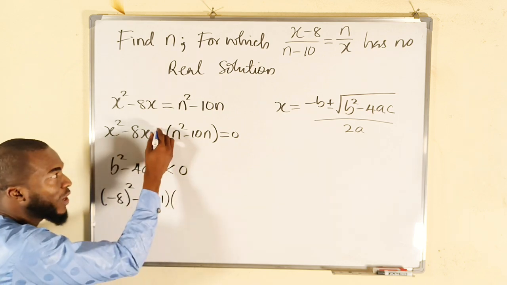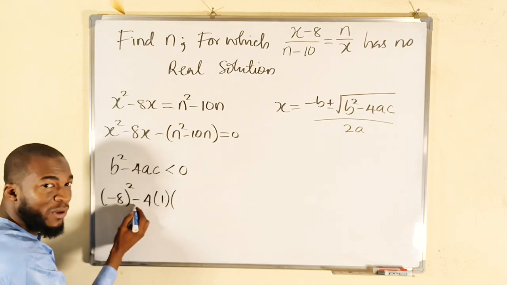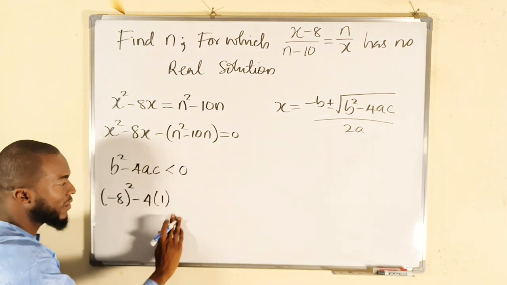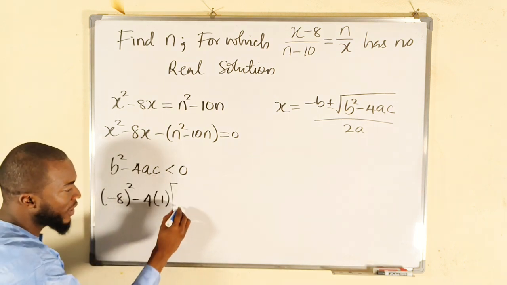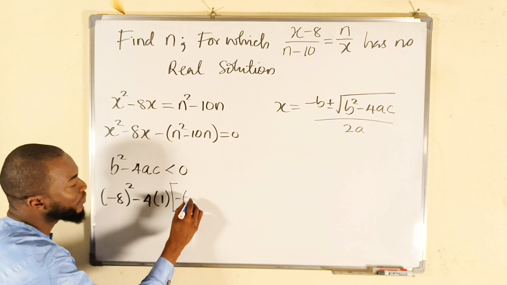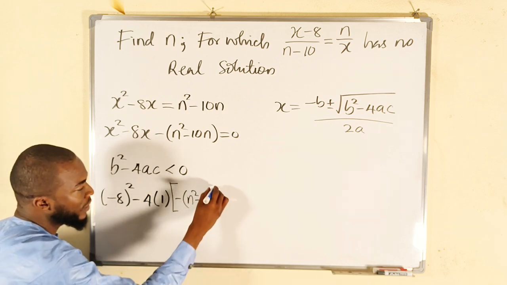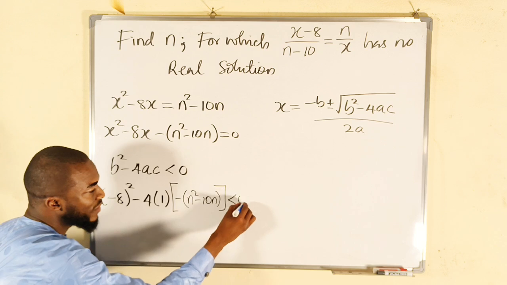Because we have a negative here, I can multiply that with this negative. Or should I write it inside? I can do it like this. I can use a square bracket here, minus the whole of n squared minus 10n. This must be less than 0.